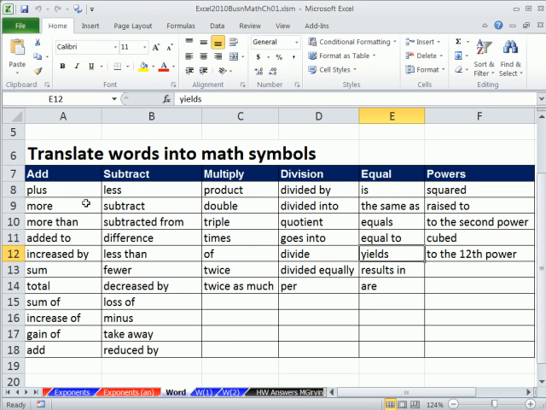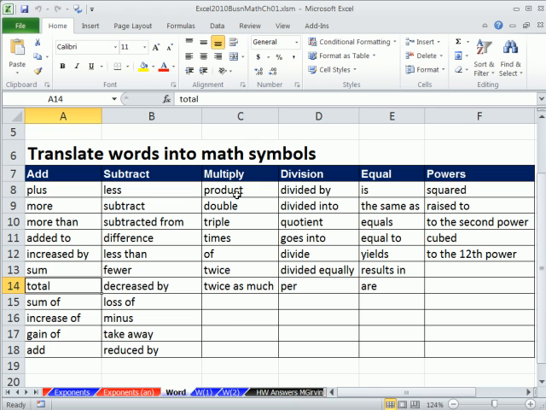So adding: plus, more than, added to, increase, sum, total, a bunch of different words. Subtract: less, subtract, subtracted from. Difference is the one you often hear, right? Fewer, decreased by, minus, take away. So those are all different words that mean subtraction. Literally, the word difference translates into a subtraction math operator, right? Sum, plus, total all translate into the plus symbol.